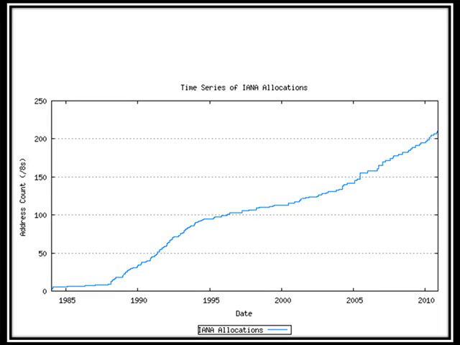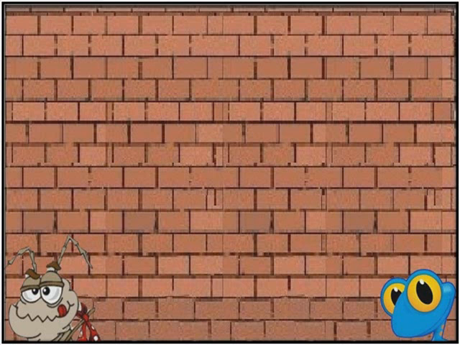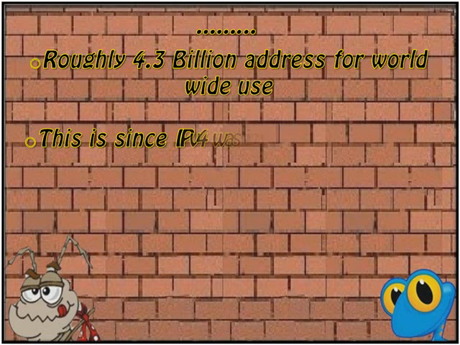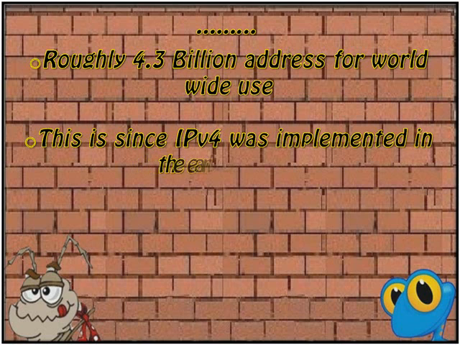Since the early 80s, there was a steady rate of address allocations. However, in the late 80s, early 90s, there was a sudden boom of allocations that has been rapidly increasing until today. Due to this increase, there are roughly 4.3 billion addresses available for worldwide use. A newer version of IPv4 needs to be implemented before we run out.